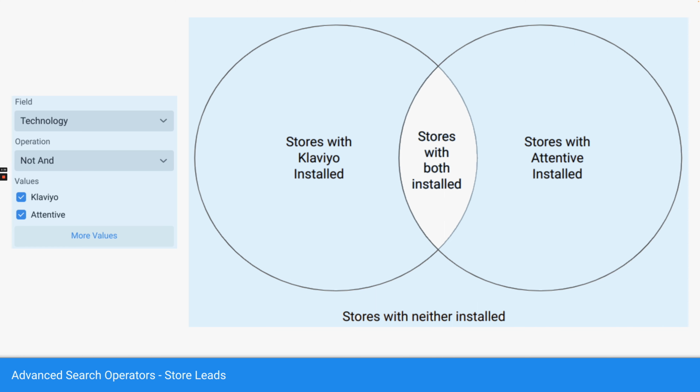And then this is kind of a cool concept. If we had picked Klaviyo and Attentive, it would show you stores that don't have either of these apps installed, stores that have Attentive installed, stores that have Klaviyo installed, but it would never show you stores that have both Klaviyo and Attentive installed. So that's the concept of and, or, not and, and not or.